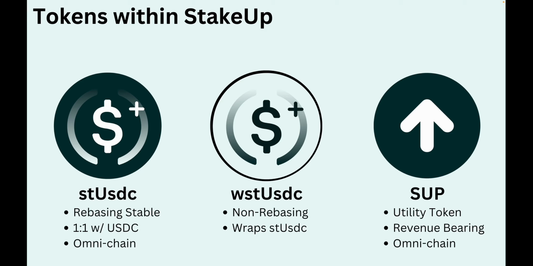There are 3 tokens within the StakeUp ecosystem that are important to keep in mind during this audit. STUSDC is the main contract in the system, and like I mentioned earlier, is a rebasing stable that is pegged 1-to-1 to the value of USDC. It's built on top of Layer 0's OFT contract, meaning it's natively omni-chain and can be bridged to any supported chain. Wrapped staked USDC is the wrapped version of STUSDC. It is non-rebasing and accrues value as yield is generated. This token is not built on top of the OFT standard, but instead can be bridged to all supported chains using the wrapped staked USDC bridge.